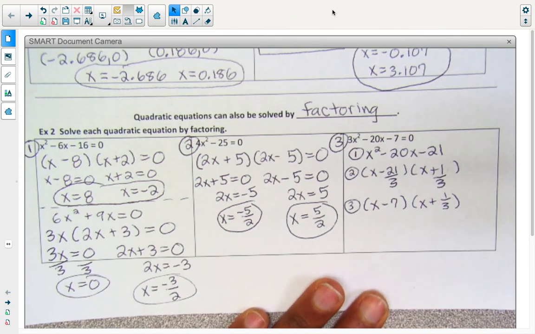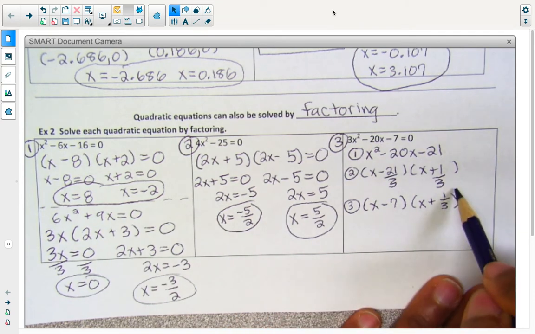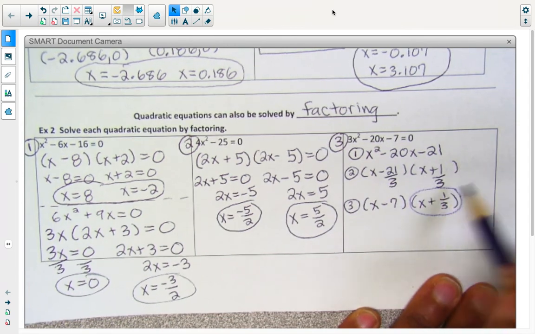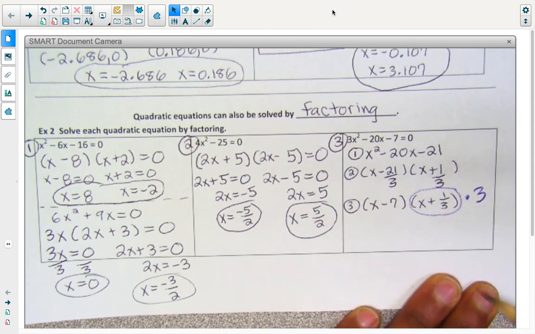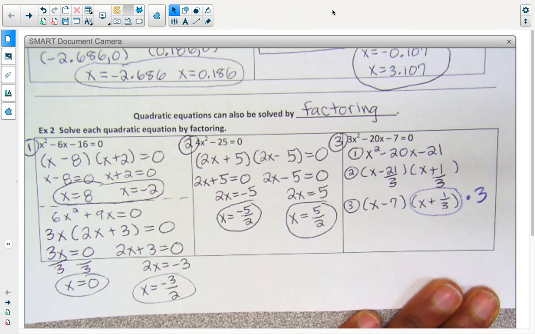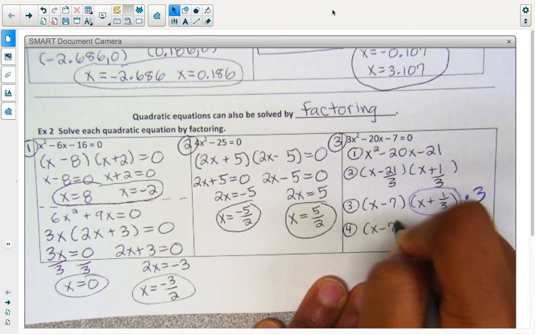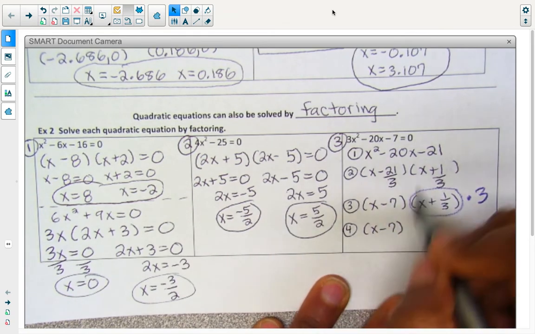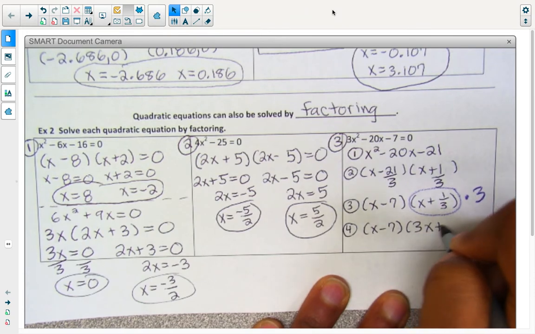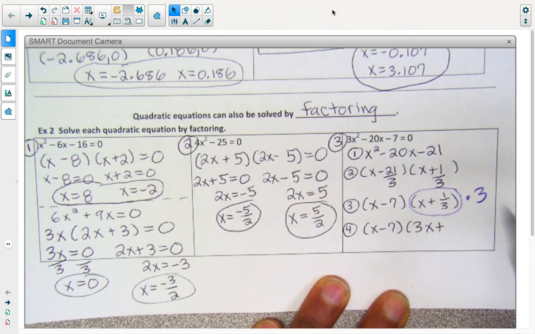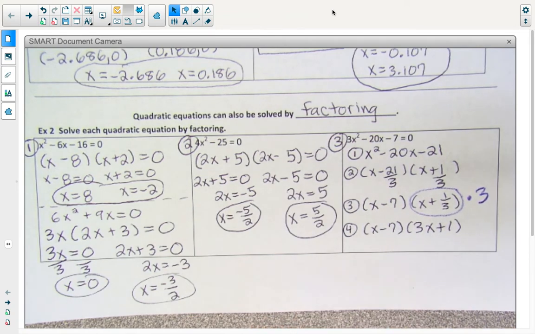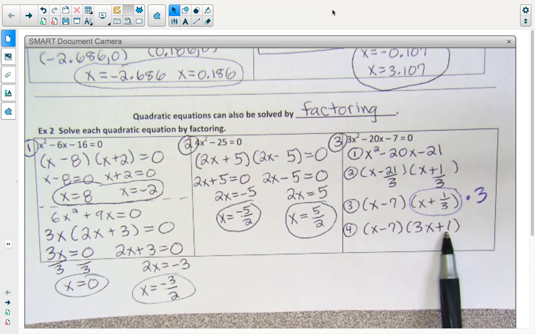And last but not least, you need to get rid of any fractions that you have. So this 1/3, we will multiply just this one section by 3, because to get rid of a fraction, you multiply by the denominator. So this is going to give me x minus 7. 3 times x is 3x. And 3 times 1/3 is 1. Now we're about 90% done with the problem. We now have the factors. x minus 7 is a factor and 3x plus 1 is a factor.